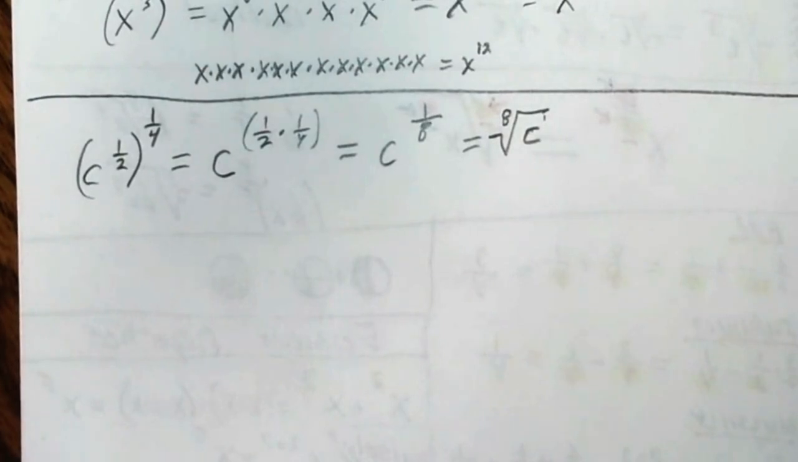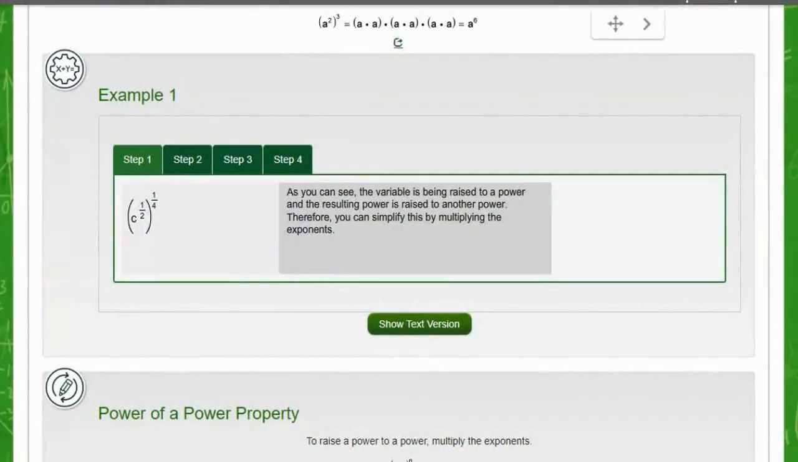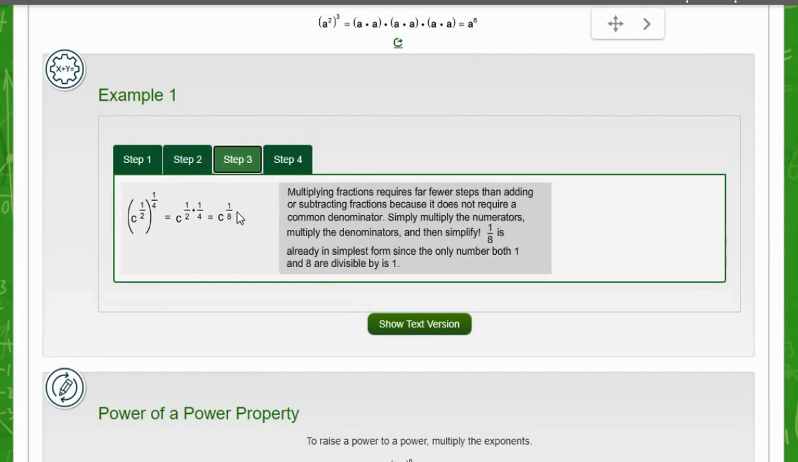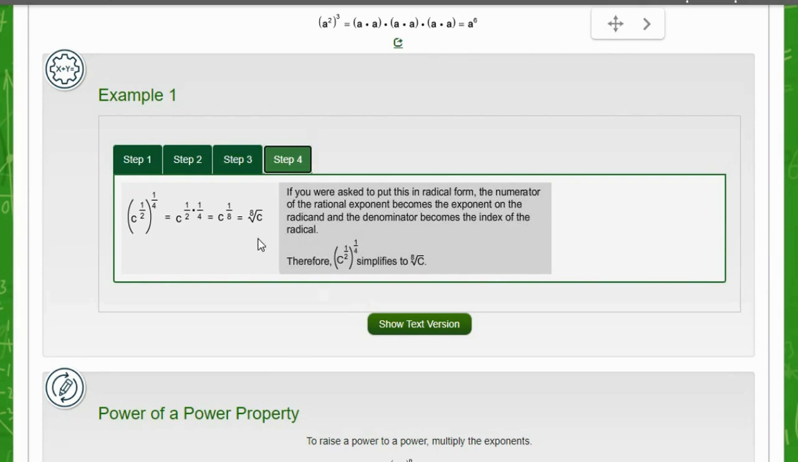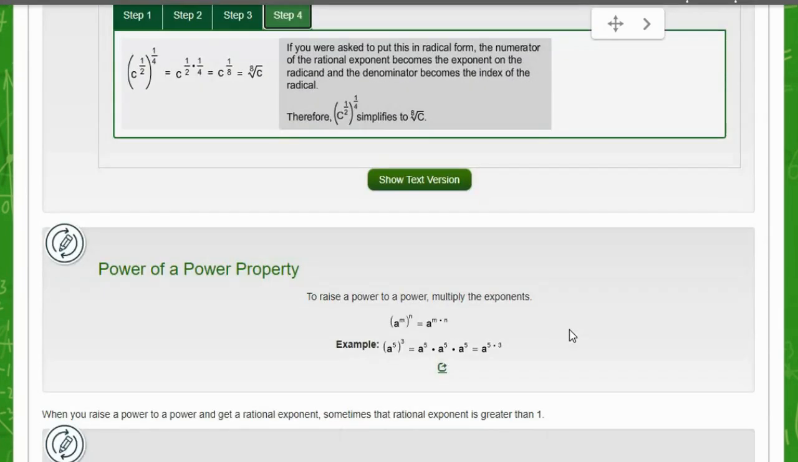Okay, so pause for a second. Let's see what they did. They multiplied those together, 1/2 times 1/4. They got c to the 1/8 power. And then they converted it to a radical, the 8th root of c.